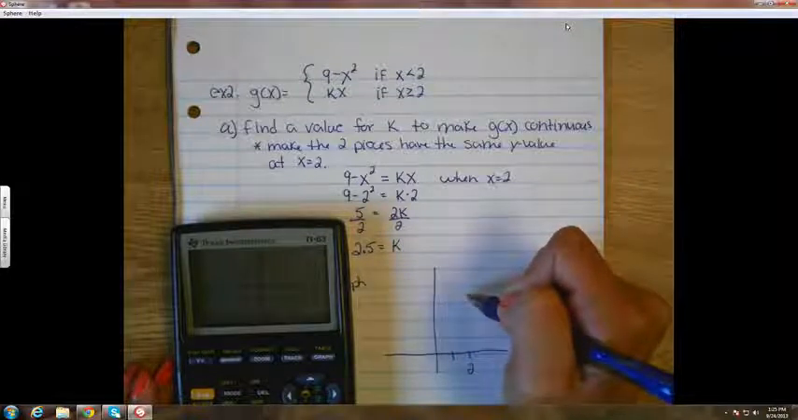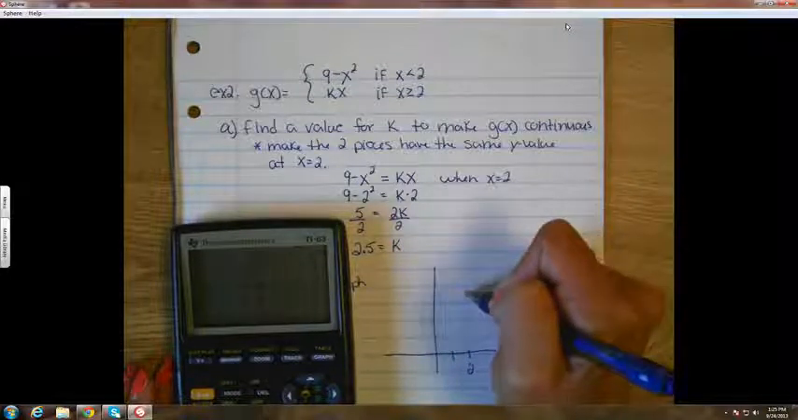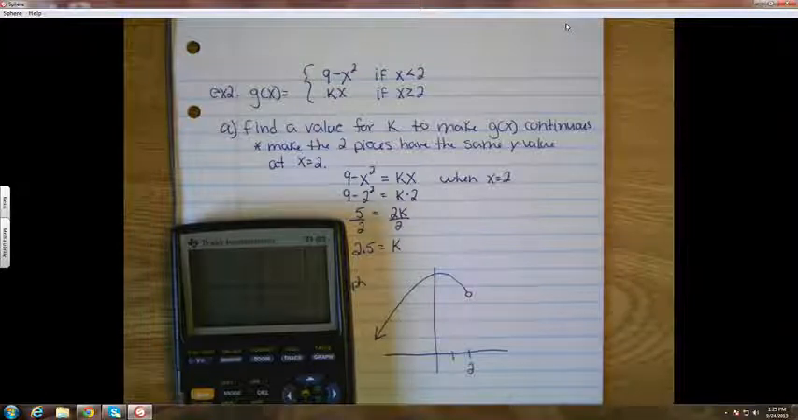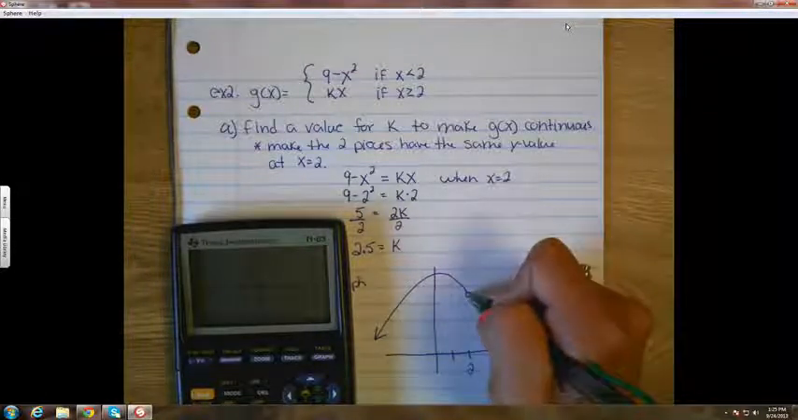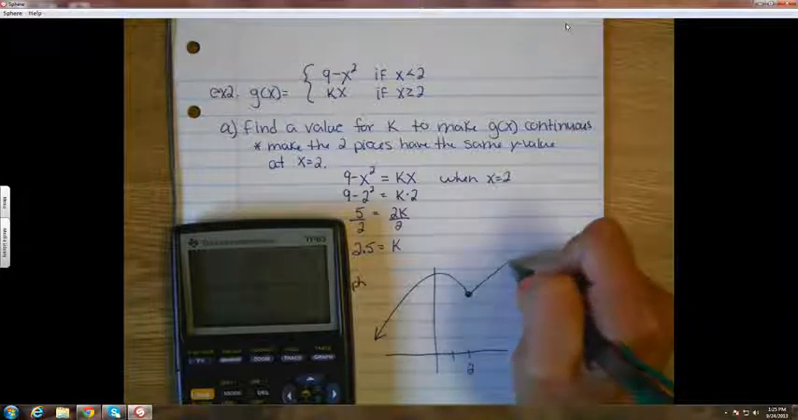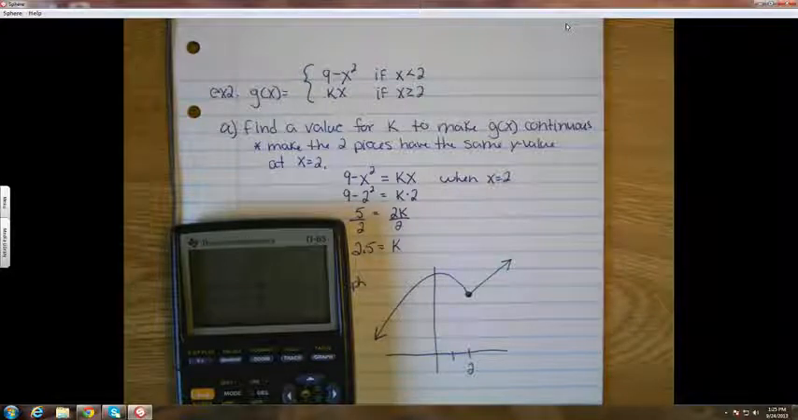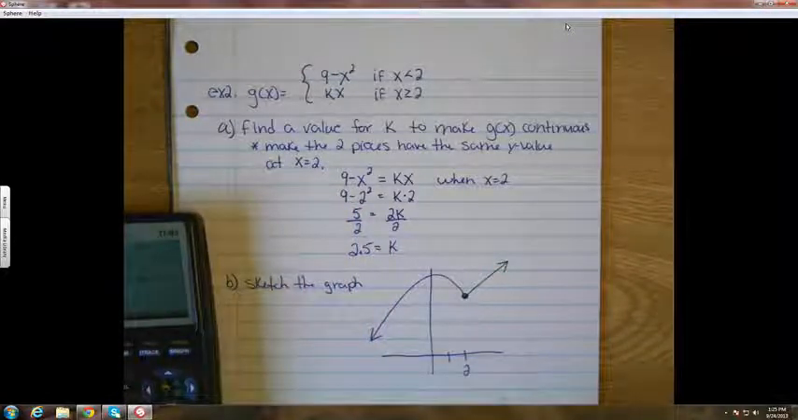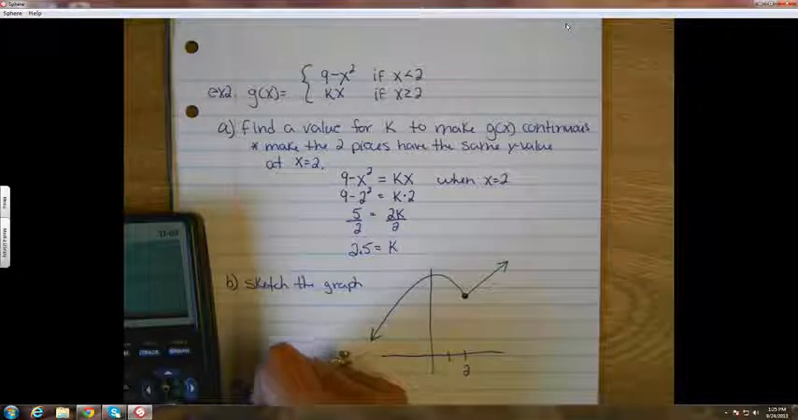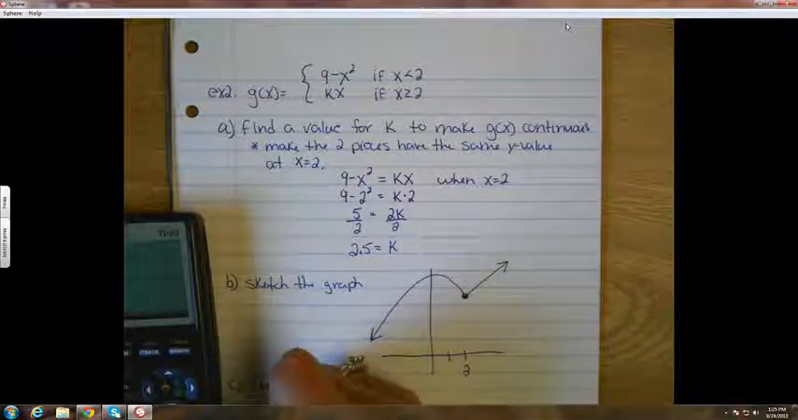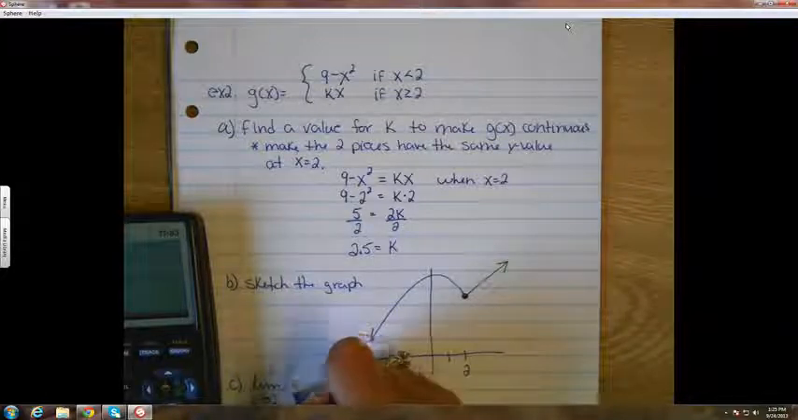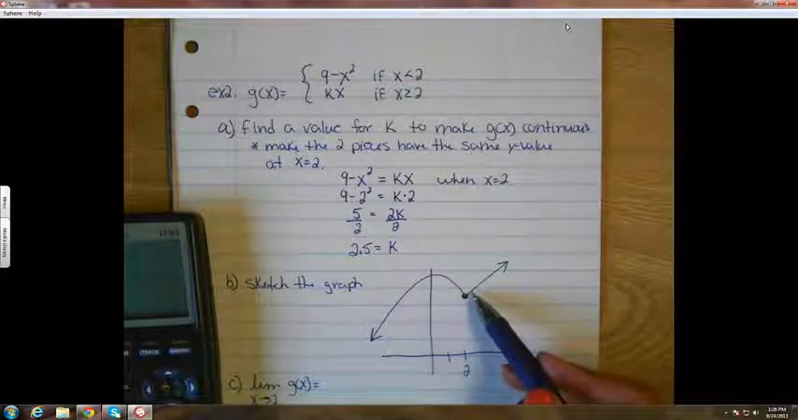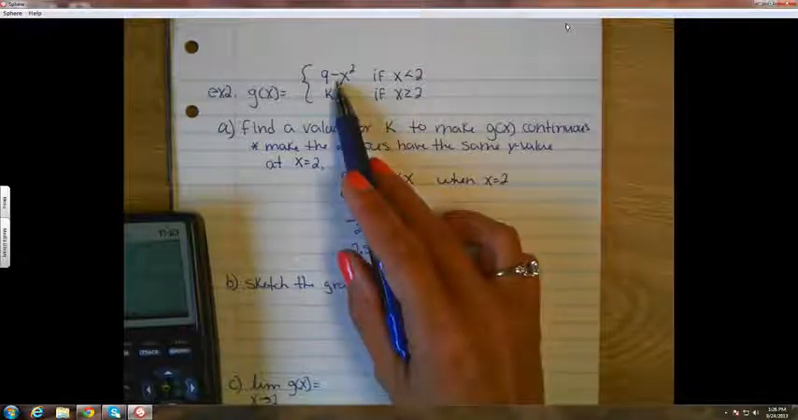So, on the 9 minus x squared, I'm going to have the open circle with this parabola going on. Then, the second part of it, the 2.5 fills in the circle, and then we've got our linear function. And that's definitely continuous. And my last question is going to be, what's the limit of g of x? For part C, the limit as x approaches 2 of g of x, all I've got to do is plug in 2, and I can plug it into either branch because they both should approach the same thing. So 9 minus 2 squared is 4.